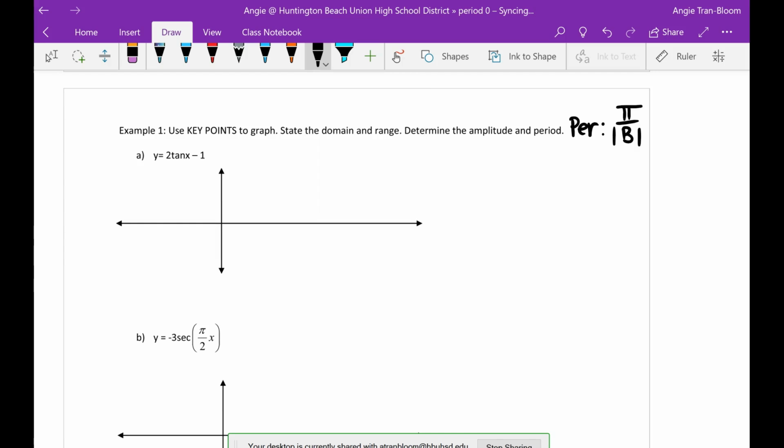Mahina, what's the b value for example 1a? 1. So that's just going to be pi, okay? That is just going to be pi.